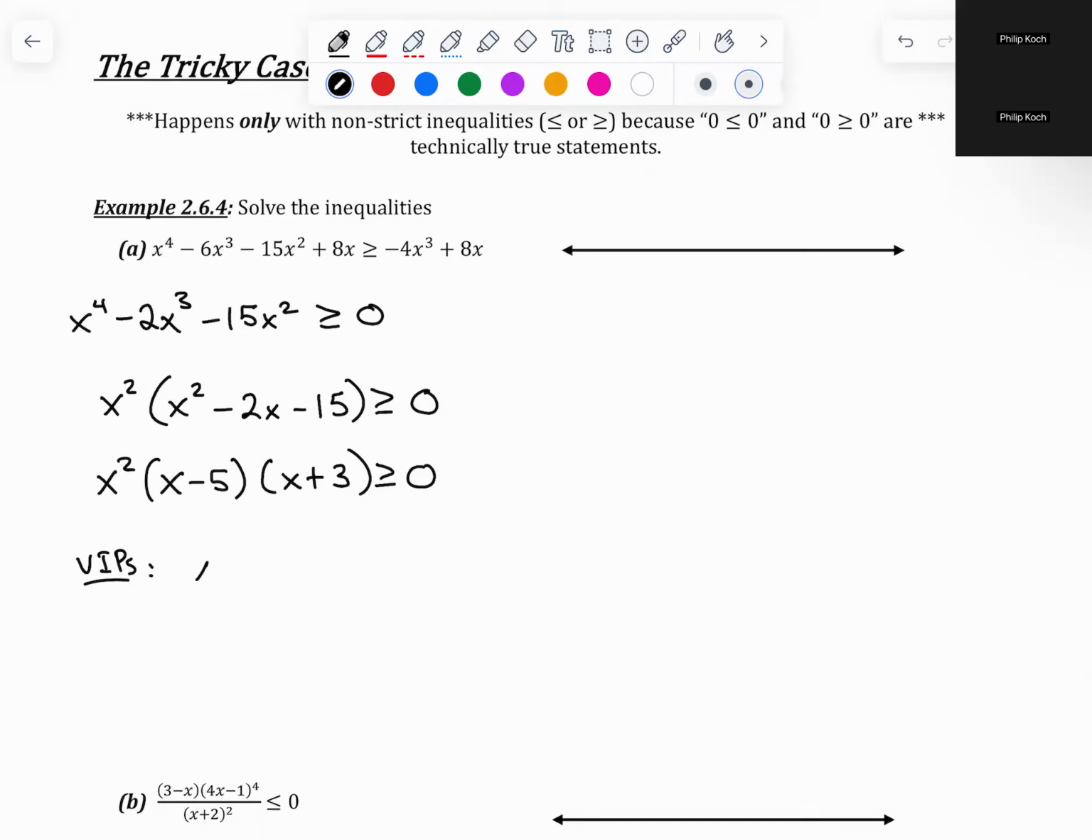Okay. The VIPs are x equals 0, 5, and negative 3. Let's plot those on our number line. And none of those are problematic because we're not dividing by 0 ever, because this is just a polynomial inequality. So negative 3, 0, and 5. And we'll pick some test values. X equals negative 4, x equals negative 1, x equals 1, and x equals 6.